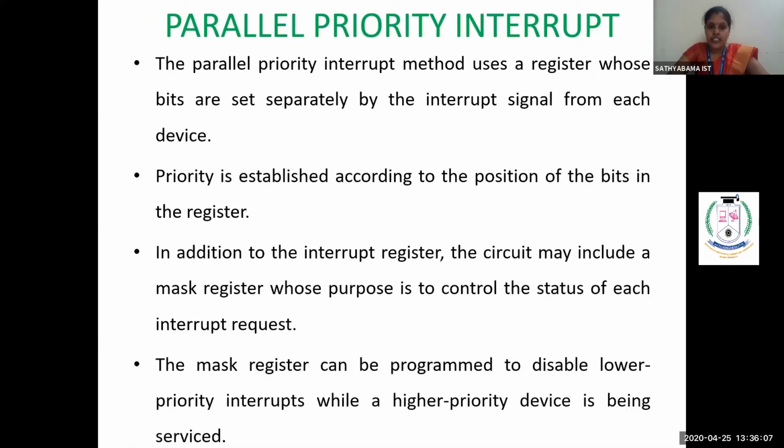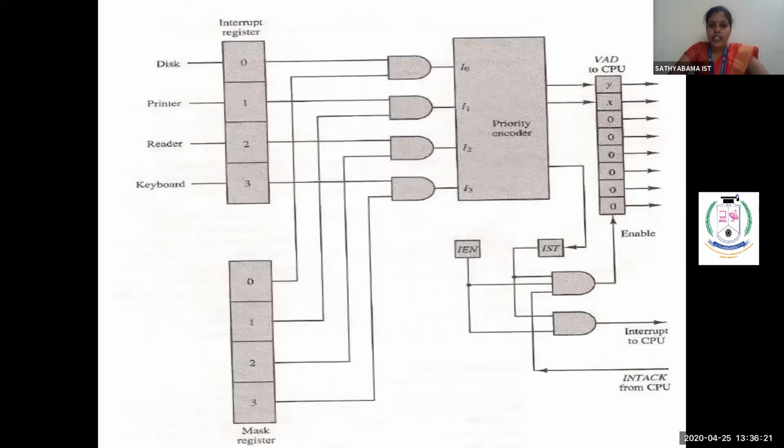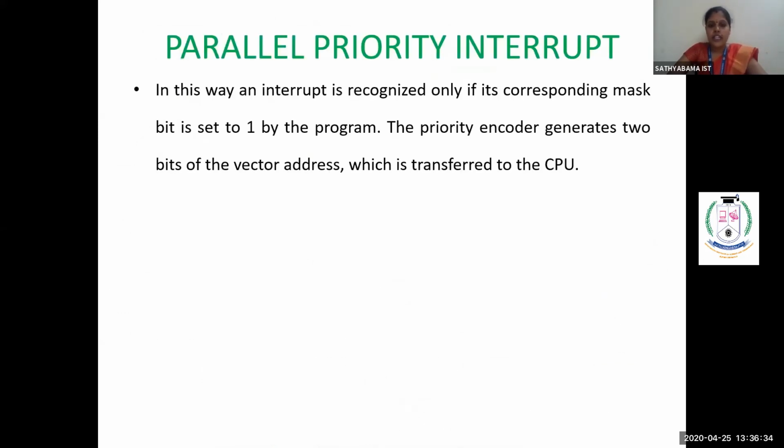Now the parallel priority in hardware interrupt. We'll see the daisy chaining priority system. In the daisy chaining priority system, it will be checking first device 1, whose interrupt is given to the CPU, and also it will be checking device 2 and device 3 as it goes on. In parallel priority, the remaining everything will be ignored. That is the difference between daisy chaining and the parallel priority method. So we saw the hardware priority interrupt examples, that is parallel priority and daisy chaining.